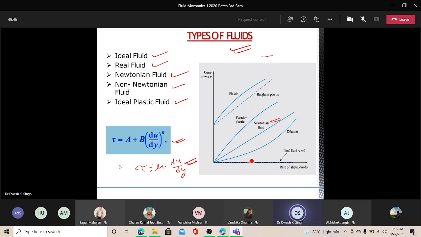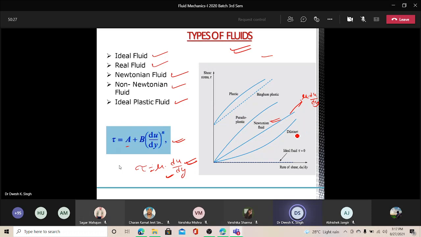But not all fluids are Newtonian fluids. The fluid which follows Newton's law of viscosity is called the Newtonian fluid. So this is our Newton's law of viscosity. Here you can see that stress is proportional to the velocity gradient, simply, there is no A term like this. What the A term is, I will explain. This represents du by dy times mu. So that is your Newtonian fluid.